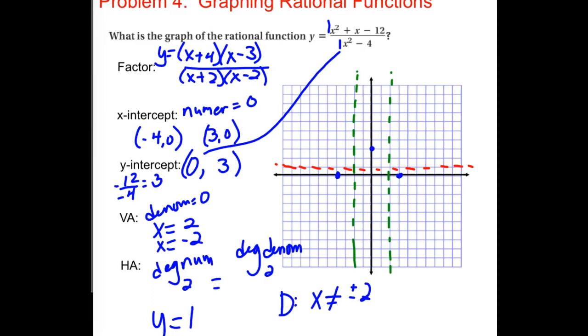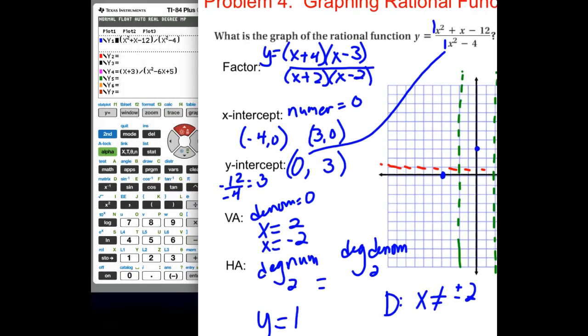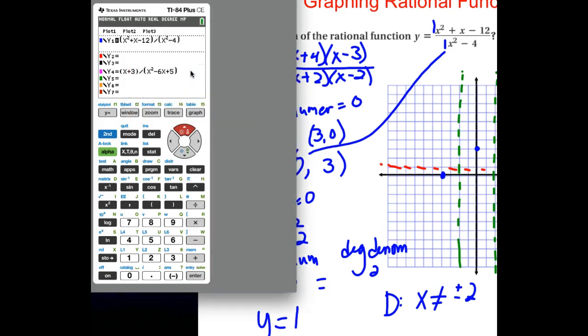On our calculator, I now have a second equation down in y equals 4. Don't worry about that right now. The first one, y1: notice that I put the whole numerator in parentheses, and I divided by the whole denominator. That's how you're going to have to enter it. Now there's two things that we're going to use. We're going to look at the graph of it, and we're going to look at the table. I'm going to start with the graph.